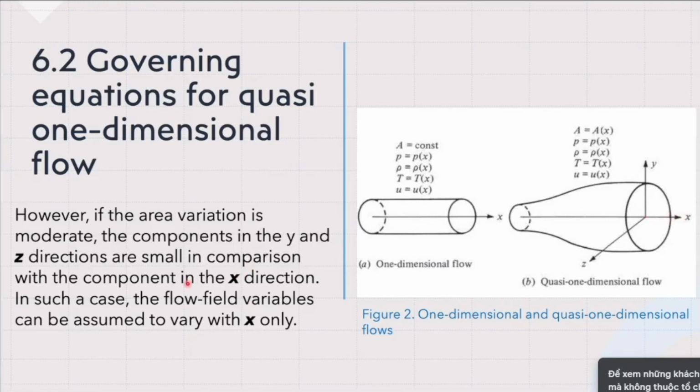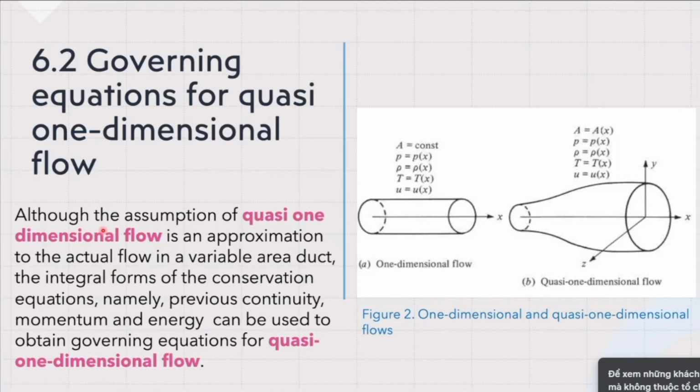So in such a case, the flow field variables can be assumed, and this is our assumption, to vary only in the x direction, right? That's the reason we call it quasi one-dimensional flow, even though in the real case it is actually three-dimensional.